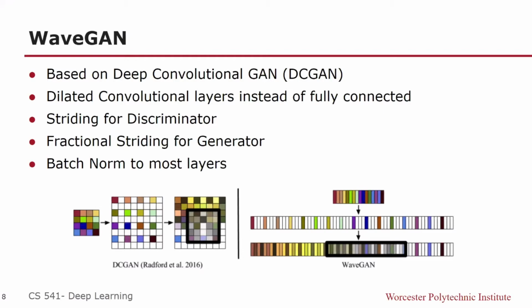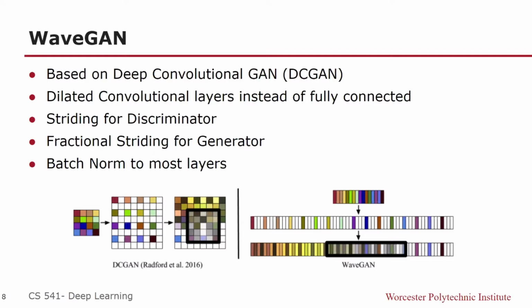The WaveGan architecture is based off of a DC GAN, deep convolutional GAN, and it uses, just like WaveNet, a dilated convolutional layer instead of a fully connected one. This allows us to expand the receptive field without having to worry about training. It also uses striding for both the discriminator and the generator. However, it does use fractional striding for the generator, which basically means that you can have a lesser stride than is normally required because you have that expanded dilated layer.